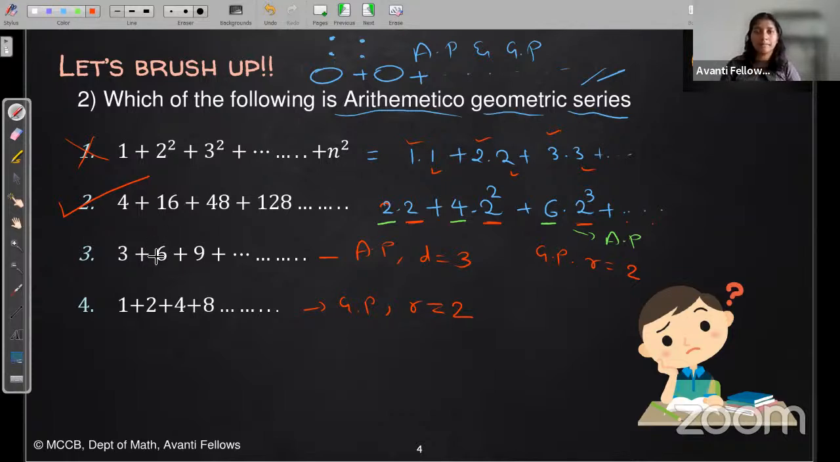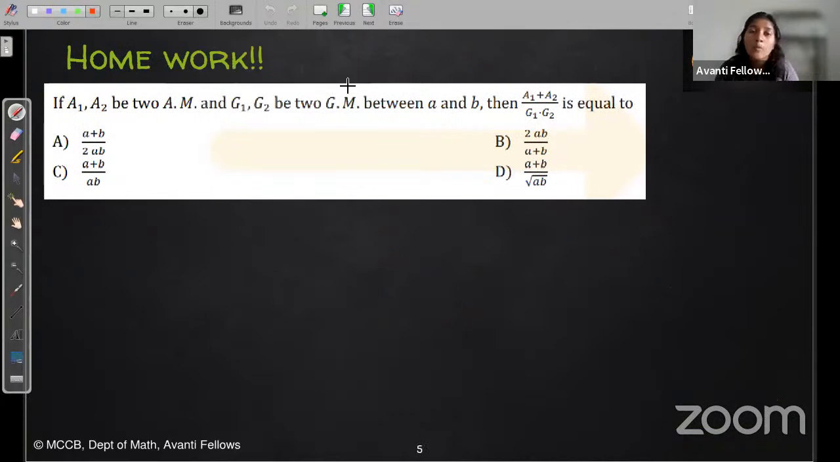Any doubt in this? Let me know in the chat box if you have any doubt. Okay, cool then. If there is no doubt, we'll move ahead with the next one, okay? Fine.